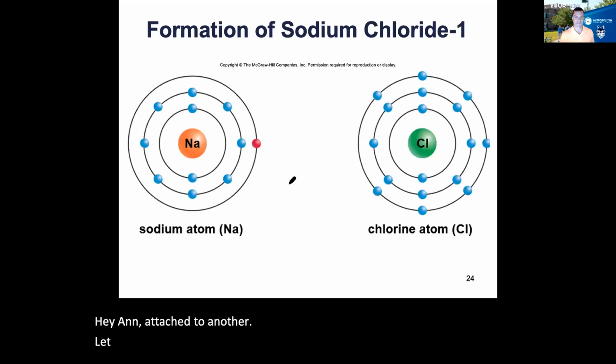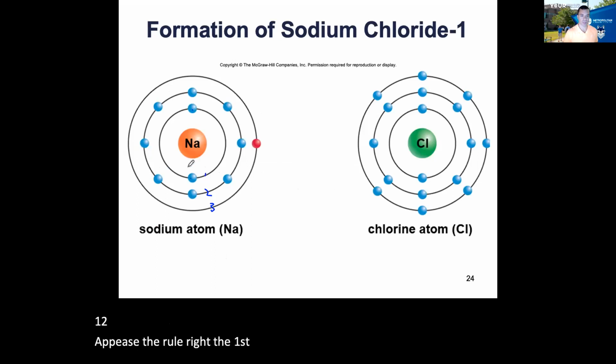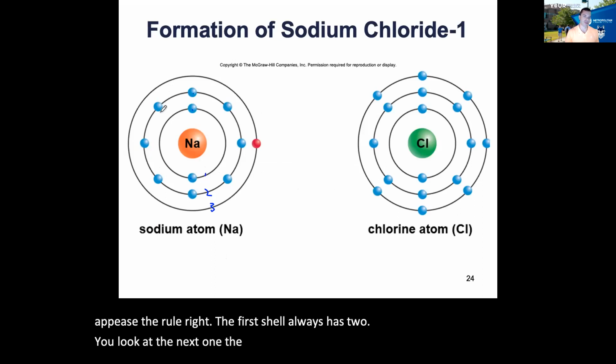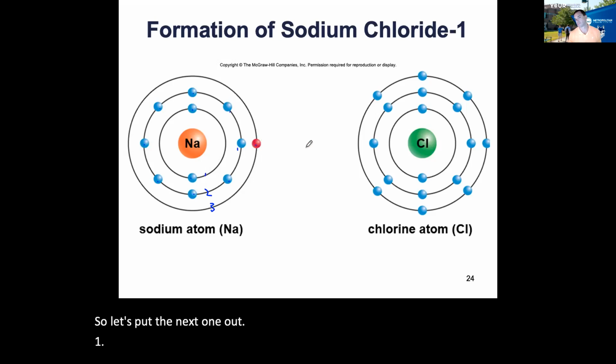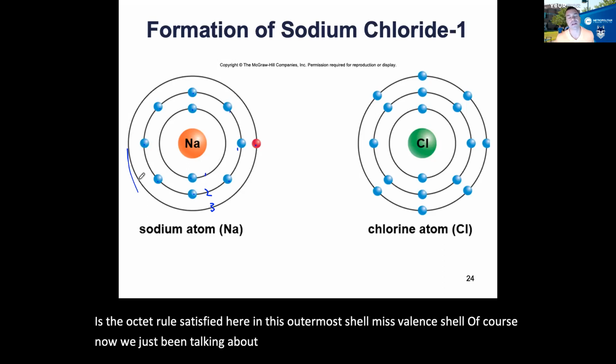Let me just go over here. So here's my one shell, here's my two shell, and there's my third shell. The first shell always has 2. Then I look at the next one, the second shell: 1, 2, 3, 4, 5, 6, 7, 8. Octet rule satisfied, right? So let's put the next one out: 11 electrons. Is the octet rule satisfied here in this outermost shell, this valence shell? Of course not. We've just been talking about it, and you are fully confident in your knowledge right now.